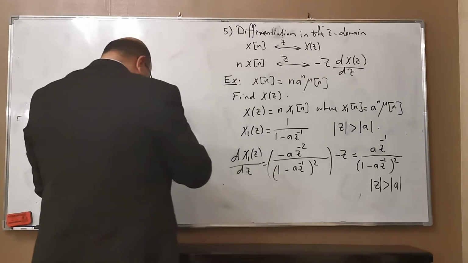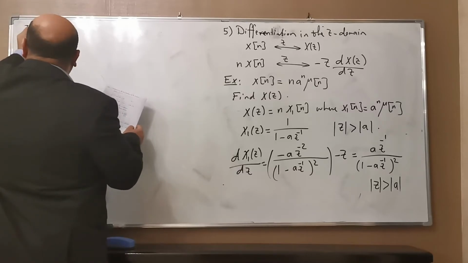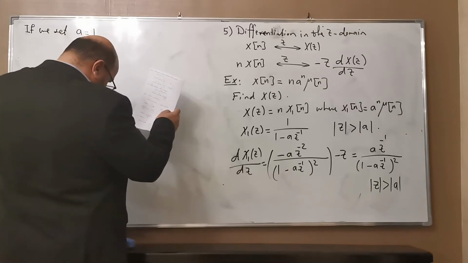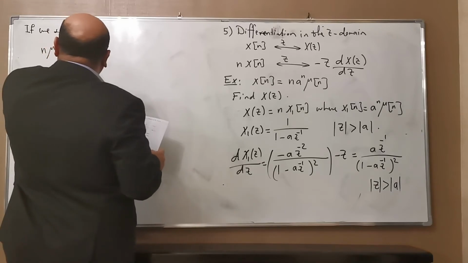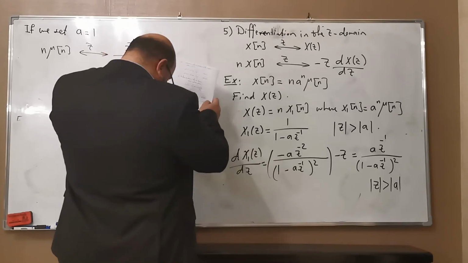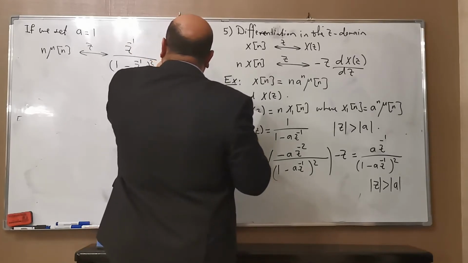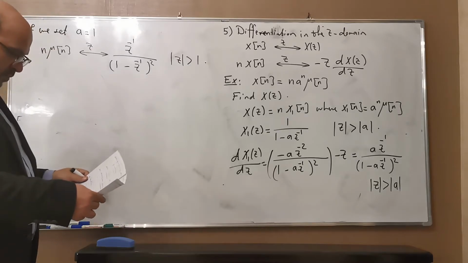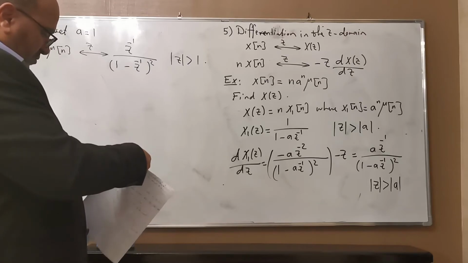One special case of this, if we set a equals 1, then n u of n has the z transform to be z inverse over 1 minus z inverse squared, and magnitude of z is greater than 1. Okay. All right. So this is differentiation in the Z domain.